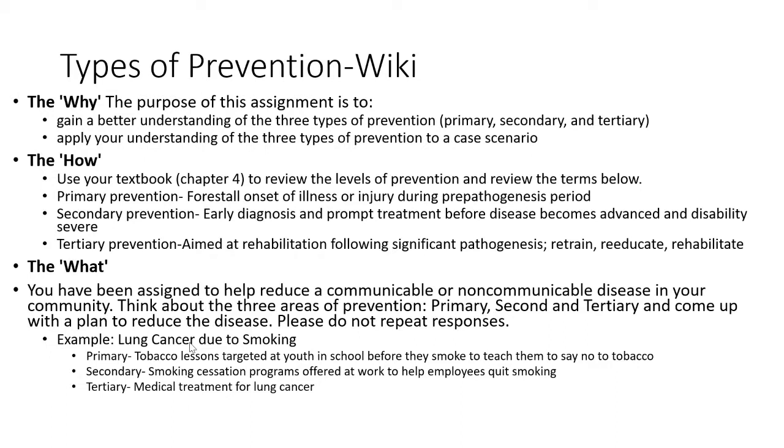Secondary prevention is when the problem initially starts. So for this example, my program would be to offer smoking cessation programs at work to help employees quit smoking. And smoking cessation programs are programs to help people quit smoking. Tertiary is when the disease or problem is a problem. It's advanced and disability could occur, disability is occurring. So tertiary for this example would be medical treatment for lung cancer because it's at the advanced stage.